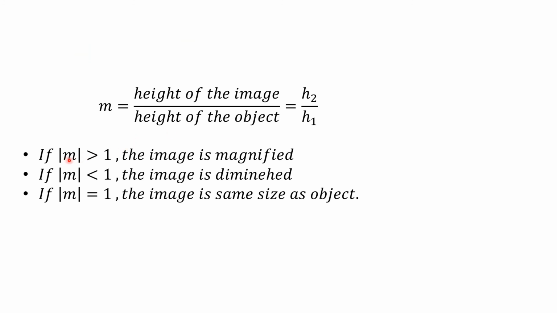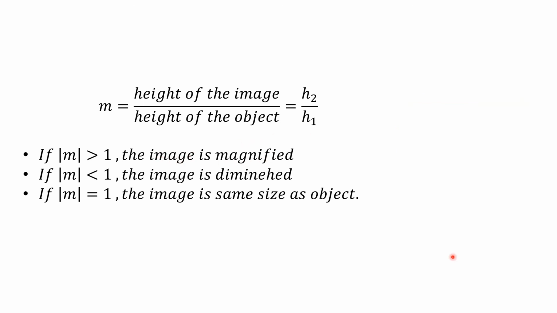So if mod m is greater than 1, it means h2 by h1 is greater than 1. If h2 by h1 is greater than 1, what does this mean? h2 is greater than h1. It means that the height of the image formed, suppose this is your h2, is the image formed by your object. Your object will be somewhere at this point. This is your h1. In this, the height of the image is larger than the height of the object. In that case, you obtain a bigger image, so I can say the image is magnified.